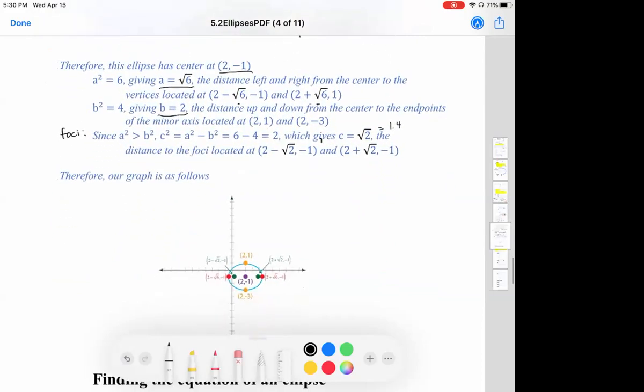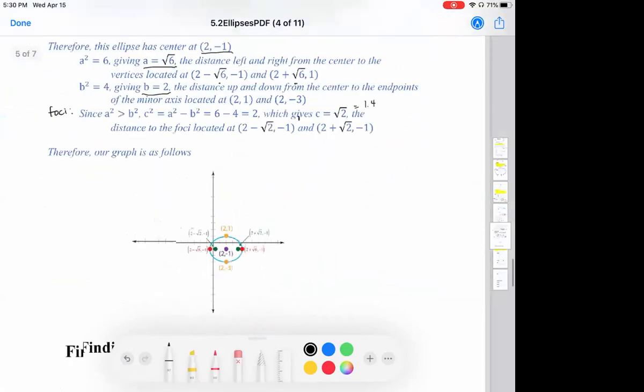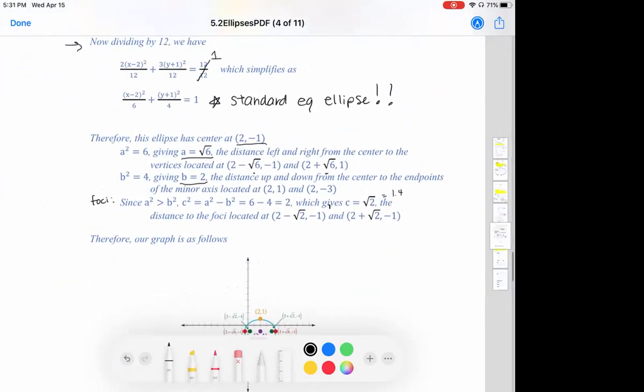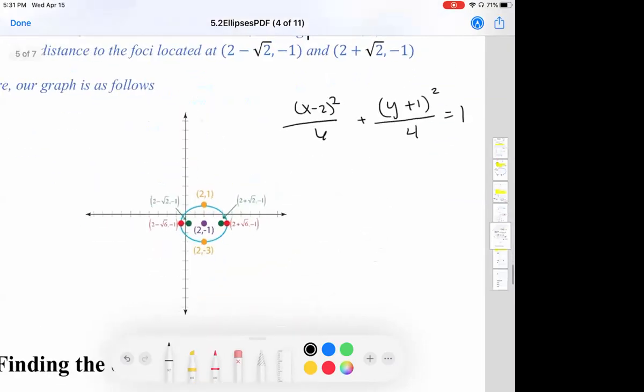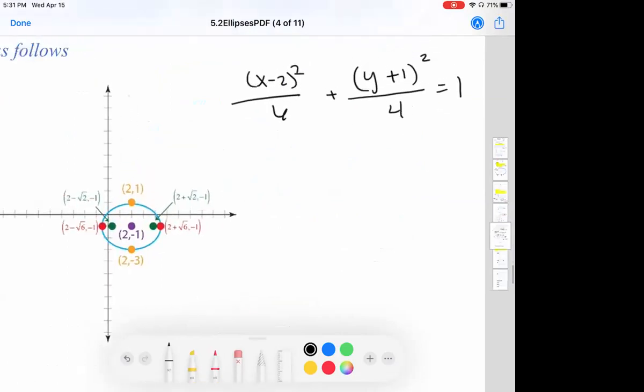So let's draw our graph. Let's do our work together. Let's redo all this work in words. So our formula is (x minus 2) squared over 6 plus (y plus 1) squared over 4 is equal to 1. Let's go over these pieces together, having a graph there. So we know our center. We have it above. It's always h and k, and it's the opposite sign. I have -2 for h, so I'll write +2. I have a +1 for k, so I'll write -1. So we have our center in purple.